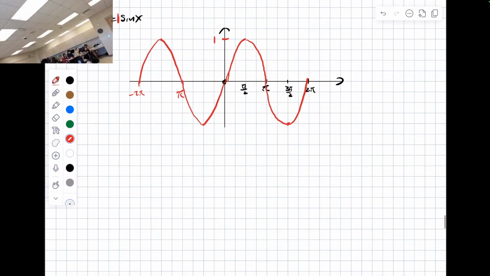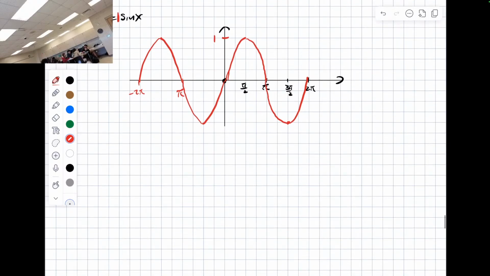Is that pi or negative pi? Negative pi. And this is a negative 3 pi over 2, and this is a negative pi over 2. So this is a sine graph.